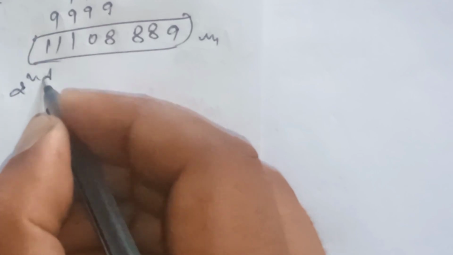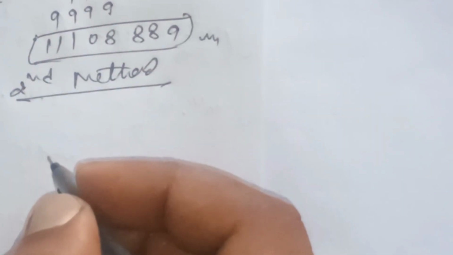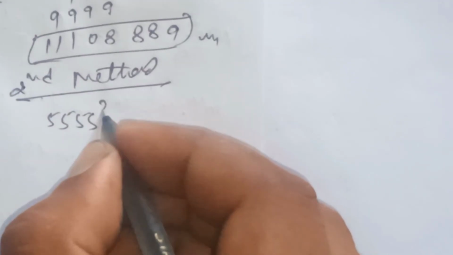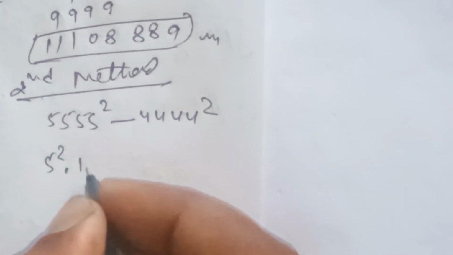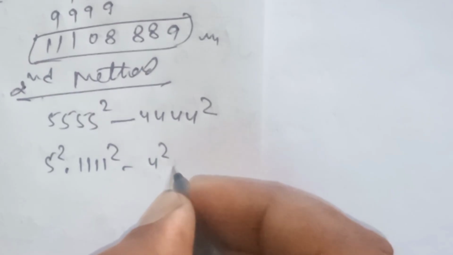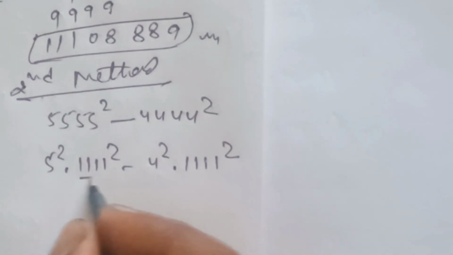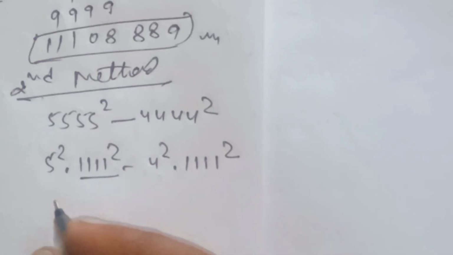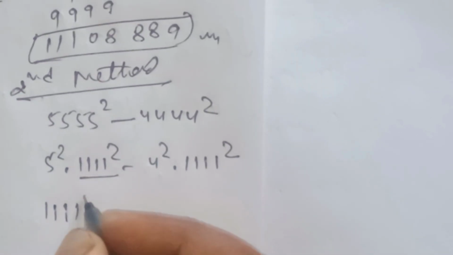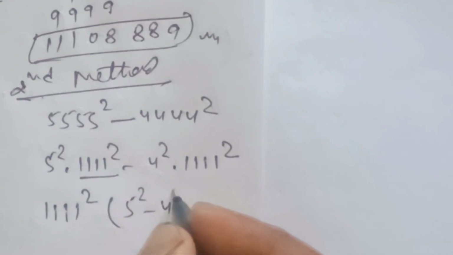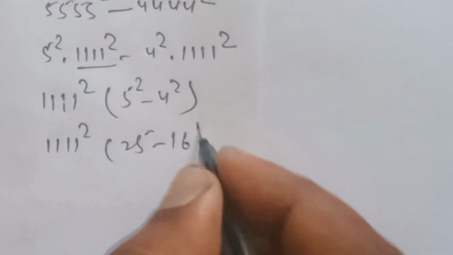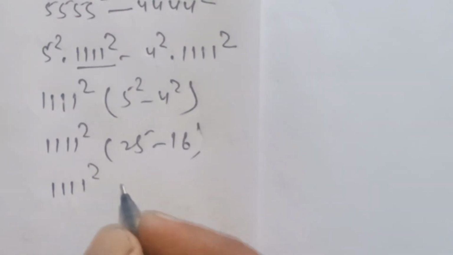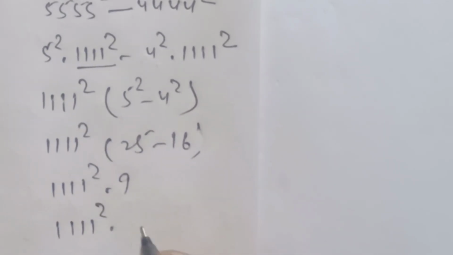See here, second method. According to the second method, 4 times 5 whole squared minus 4 times 4 whole squared can be written as 5 squared into 1, 1, 1 squared minus 4 squared into 1, 1, 1 whole squared. Taking 1, 1, 1 whole squared common, it leaves 5 squared minus 4 squared. So we get 1, 1, 1 whole squared into 25 minus 16, that is 9. So 1, 1, 1 whole squared into 3 squared.